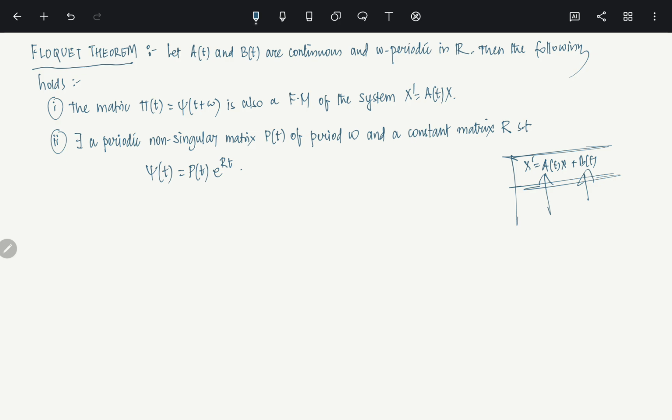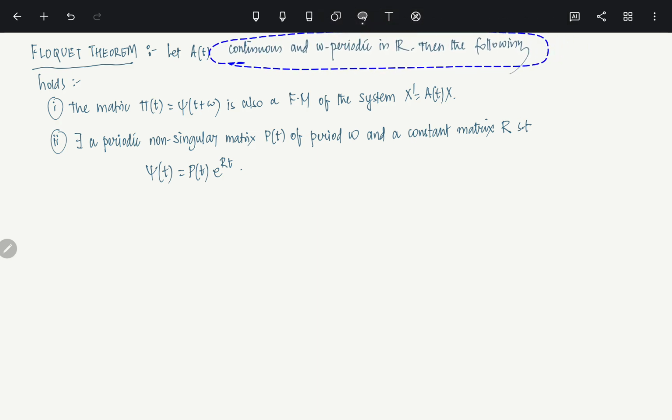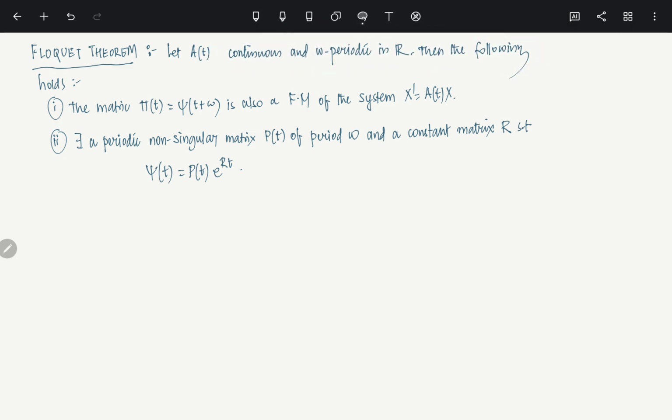One thing, you don't need b here, sorry. It doesn't need to have any b. We don't need to have b continuous. Clear? What it is saying is you can actually write the fundamental matrix phi of t as P of t times exponential Rt.